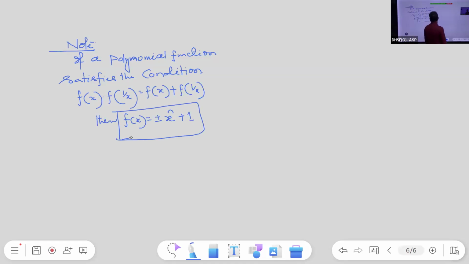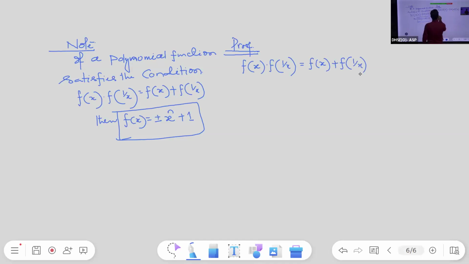If a polynomial function satisfies the condition f of x into f of 1 by x is equal to f of x plus f of 1 by x, then f of x is equal to plus or minus x to the power n plus 1. Come to the proof. f of x into f of 1 by x is equal to f of x plus f of 1 by x.